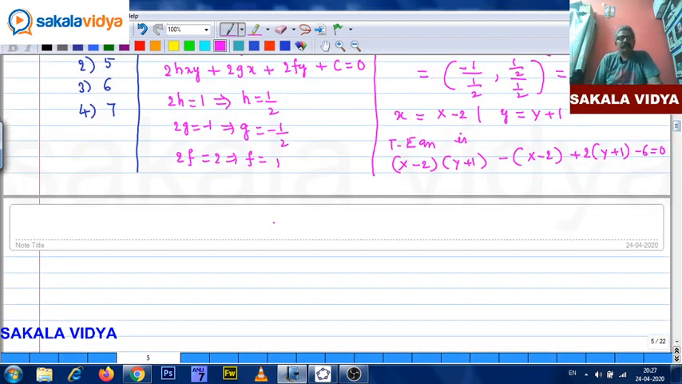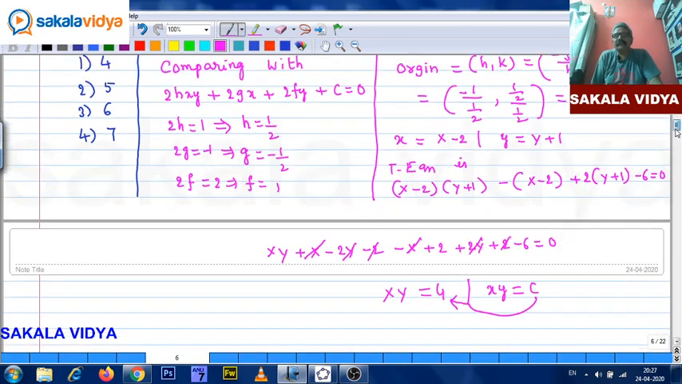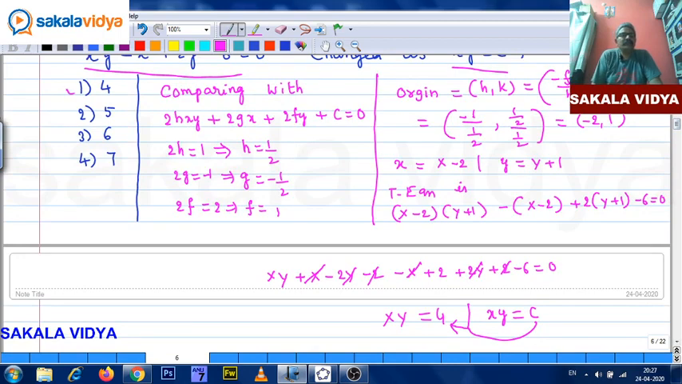Now xy plus x minus 2y minus 2, product of these two, and minus x plus 2 plus 2y plus 2, minus 6 is equal to 0. Now we need to simplify. X gets cancelled, 2y gets cancelled, and this 2 gets cancelled. We have xy is equal to 4. So already given that xy is equal to c, if you compare, c value will be 4. So first option is the right option.